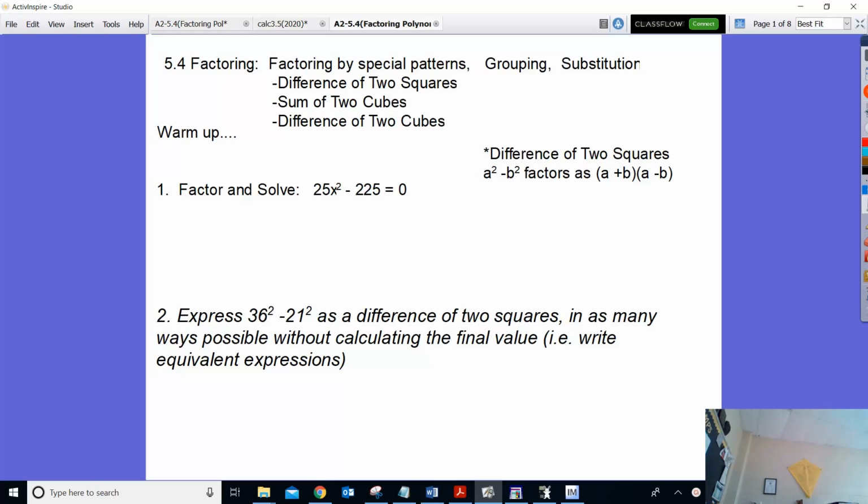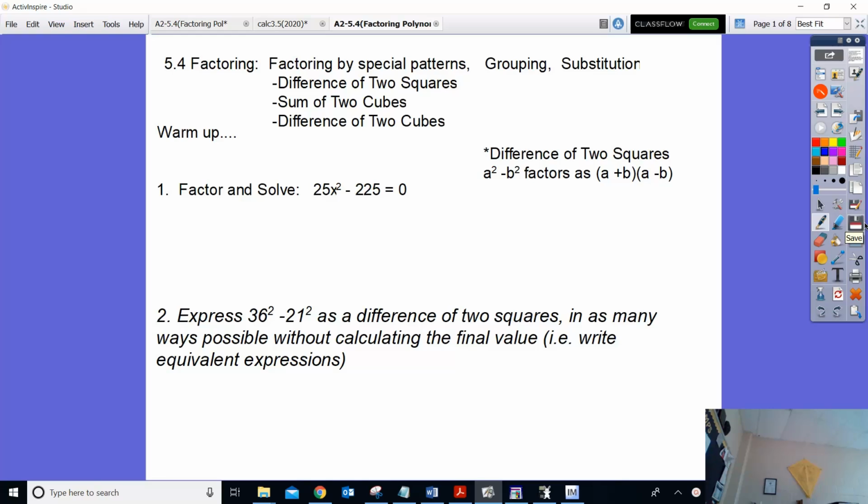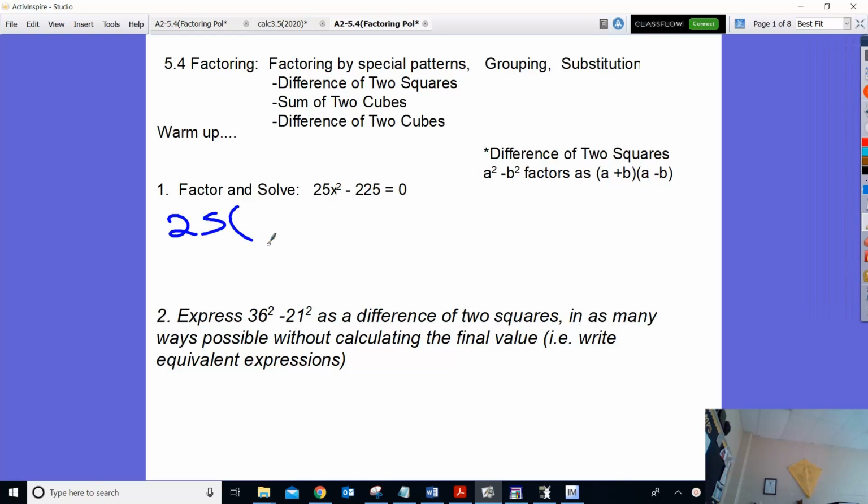My first math is even 4. 25 enters both 25 and 225. I mean, that thing ends in 25, doesn't it? 25 has to enter. How many times does 25 enter 25x squared? Pull a 25 from that 25x squared, you get 25. You get x squared left. 9.